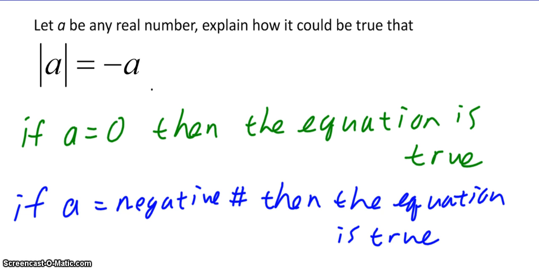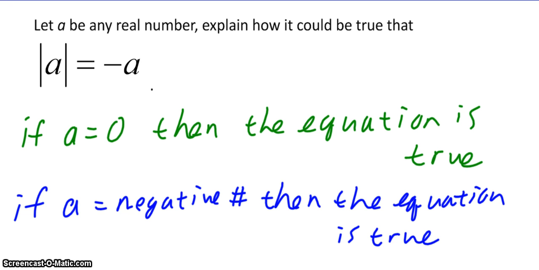that's really multiplying the number by negative 1. So if A is already a negative number, then negative of negative A is actually going to be a positive value. So the absolute value of a negative number is always positive, and if we multiply negative 1 times a negative number, it will also be positive. So then the equation would be true.